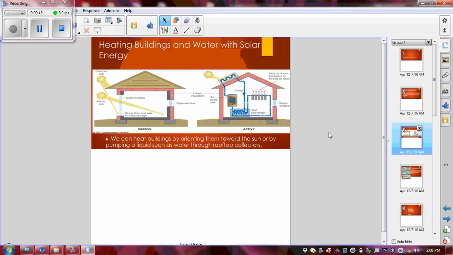There's two different kinds of solar energy that we can use. One is passive and one is active. The big difference between the two, and the picture on the left is passive and the picture on the right is active, is whether or not there are pumps moving anything around.